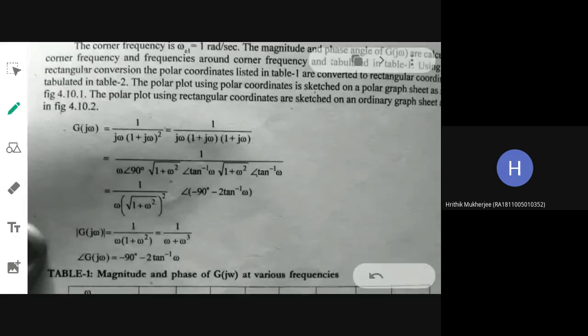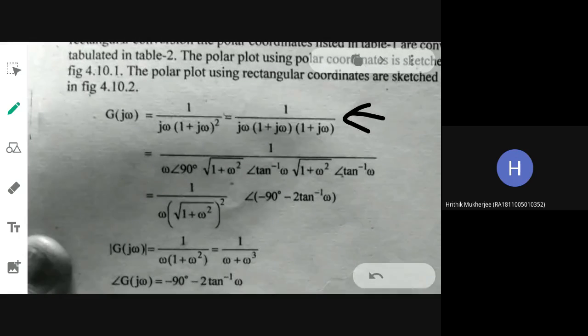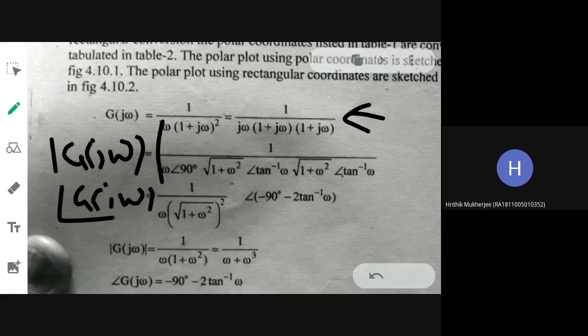Next you need to find out the magnitude of G(jω) and the angle of G(jω). You know how to find it. What will be the magnitude and the angle of one factor, that is your gain? The magnitude will be 1, so 1 is the magnitude, and the angle is 0. Okay, that is for 1.